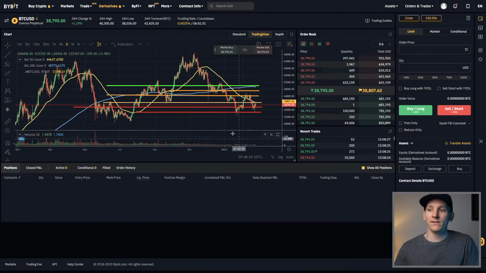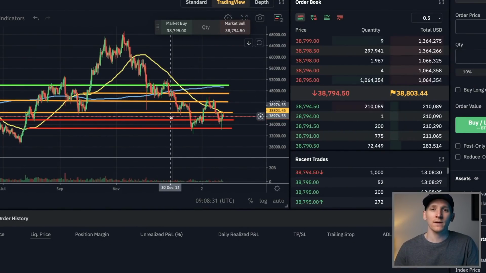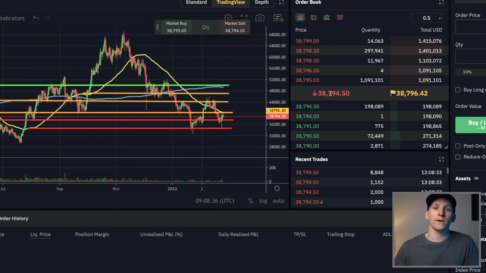Using support and resistance may be the only trading strategy that you're going to need for crypto. I'm going to show you how to actually get these on the chart, exactly how I've drawn them here, how I color code them, how I get these areas, and why they are so important.